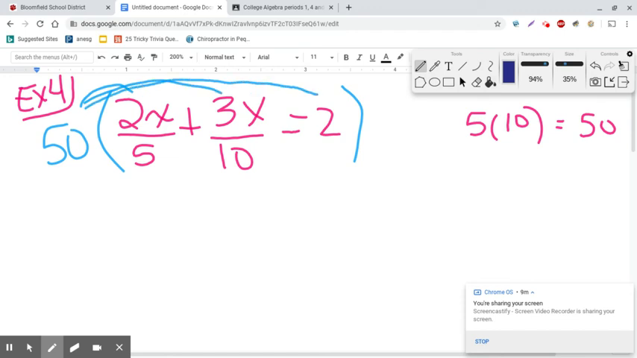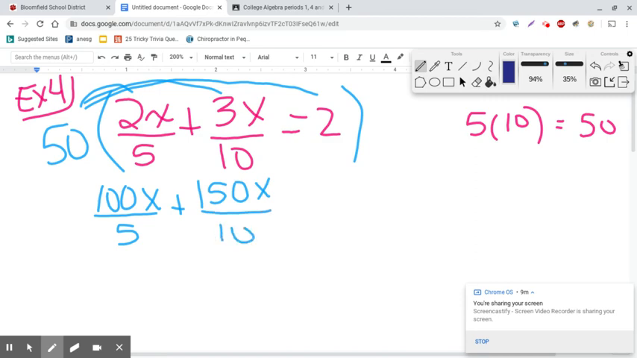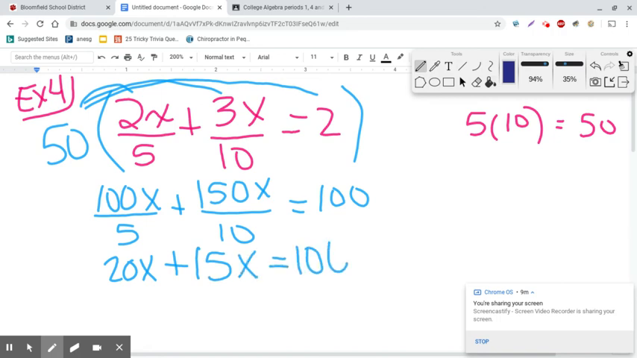All right, guys, so 50 times 2x gives us 100x. Keep it over your original denominator. Bring down your plus. 50 times 3 gives us 150x over 10, original denominator, equals 50 times 2 is 100. Okay, from there, we're just going to divide now. 100x divided by 5 gives us 20x. 150 divided by 10 gives us 15x. And we're going to bring down our 100.